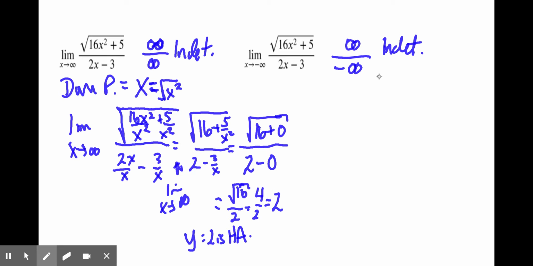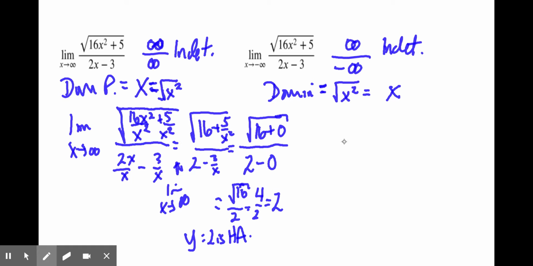Okay, so I need to divide by the dominant power. So the dominant power, well, it's the same thing that it just was, right? I mean, it's x squared inside the square root, and underneath it's an x. But it's actually not the same because x is going to negative infinity. So let me explain the difference between the one on the left and the one on the right, and how we accommodate for that.